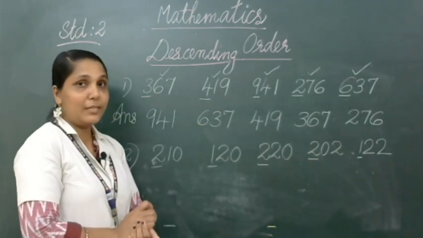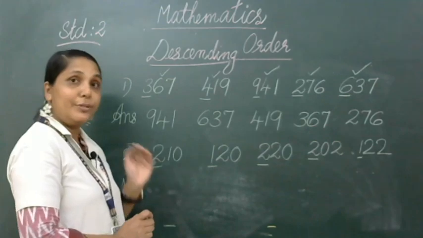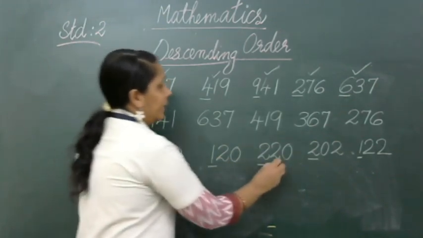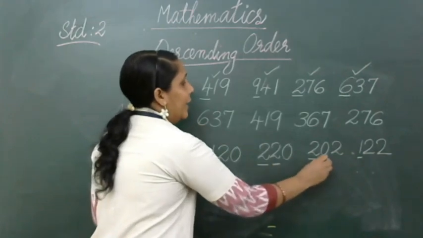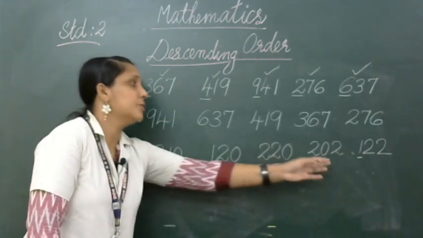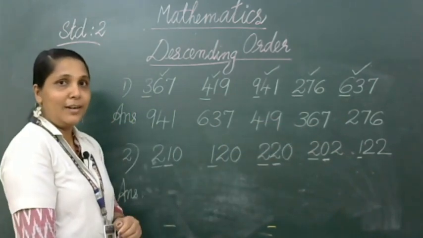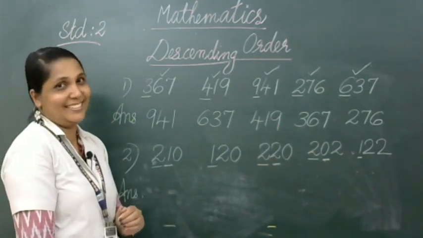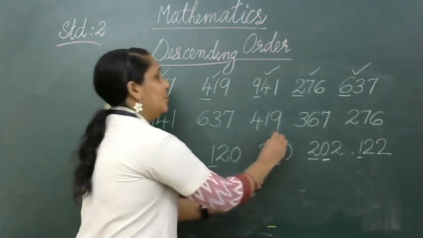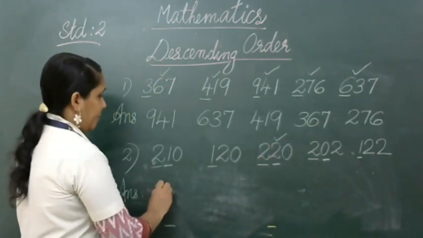So what will we do this time? We will move on to the second digit. That is 1. Here it is 2. And here you have 0. 1, 2, 0. Which is the biggest one? Yes, it is 2. So which is the biggest number? 220. Very good.